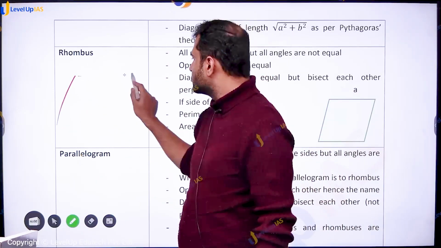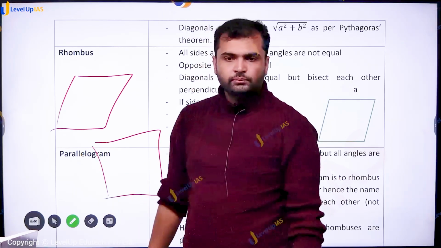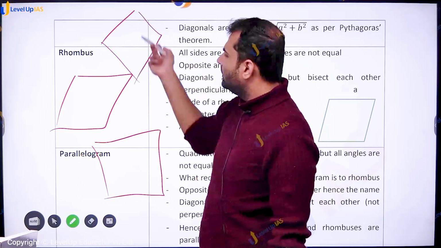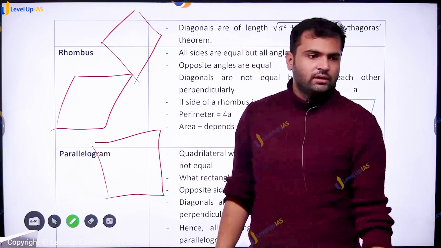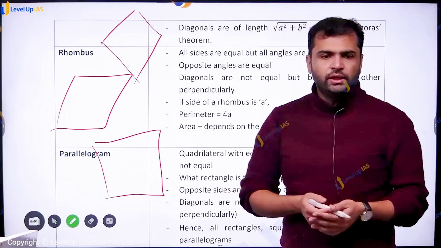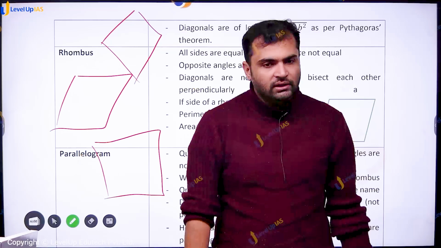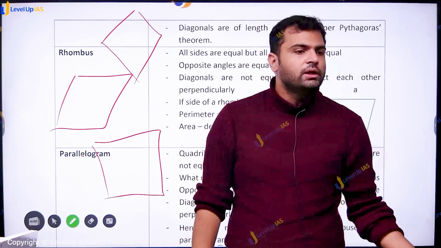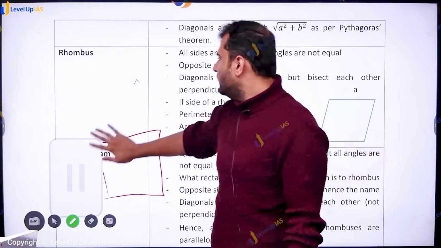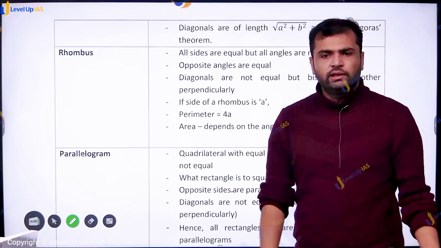You can have this, you can have this, right? You can have this vertical where diagonal is vertical, others are not. So in any kind of orientation, if the lengths of the sides are equal, then we call such a shape a rhombus. Only difference between rhombus and square is for square all the angles are 90 degree, for rhombus they are not.